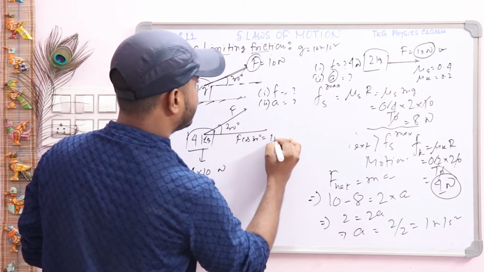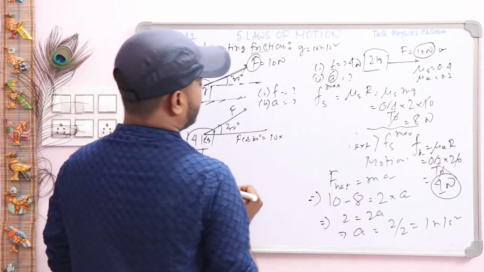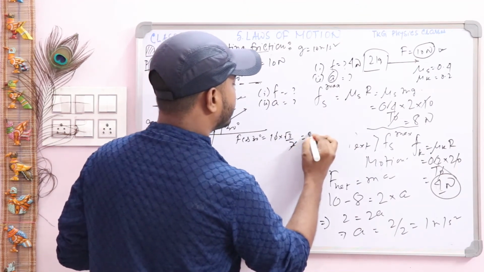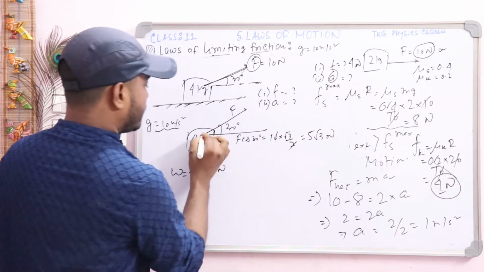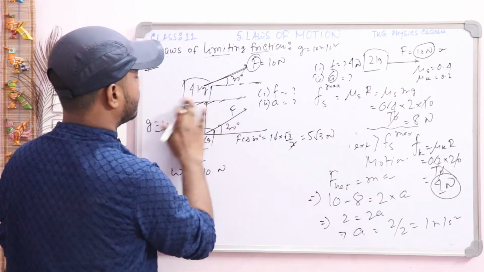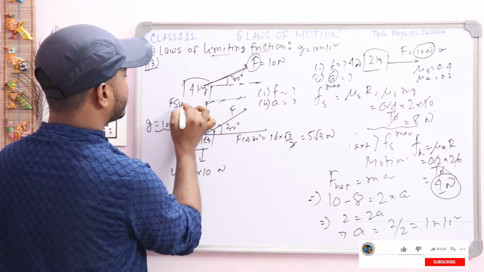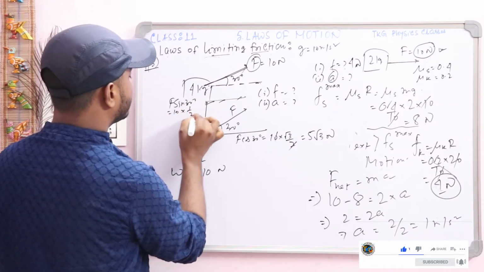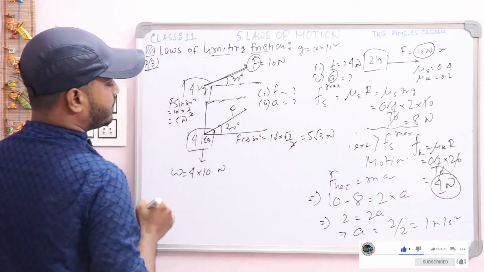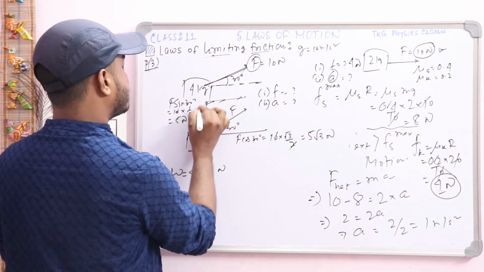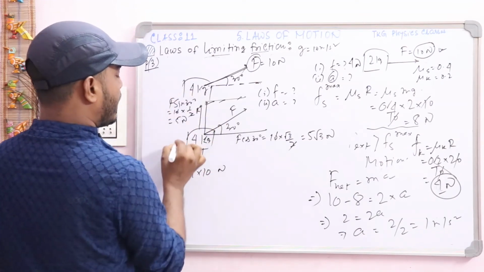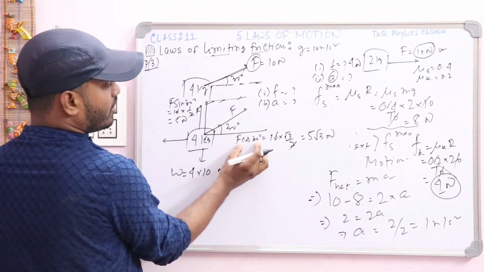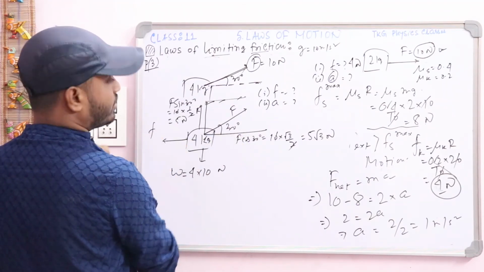So what is the answer? F is 10, and cos 30 is root 3 by 2. So this value is 5 root 3 Newton. In the vertical direction, this one is F sin 30, where F is 10 and sin 30 is half. So this value is 5 Newton. Also there is the normal reaction force, and in the direction opposite to the external force F cos 30, there is the frictional force f.